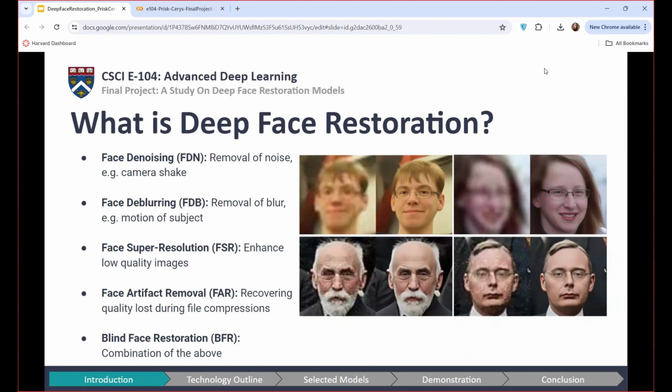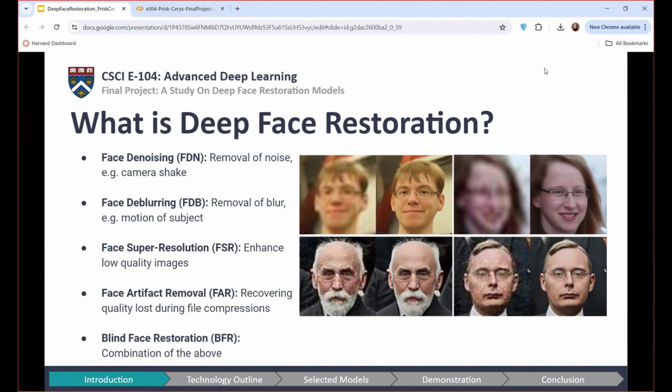So what is deep face restoration? It's a field within machine learning and computer vision that uses neural networks to improve the quality of facial images. Unlike image enhancement, which aims to improve the visual quality of an image to make it more appealing, for example, changing the contrast or altering the exposure, image restoration aims to restore the image's visual quality to its original state. Face restoration is a specific application that requires knowledge of structural characteristics.